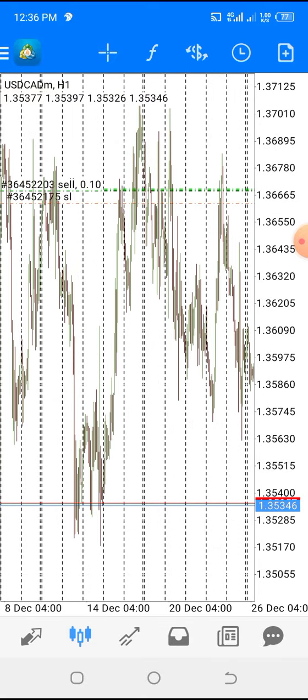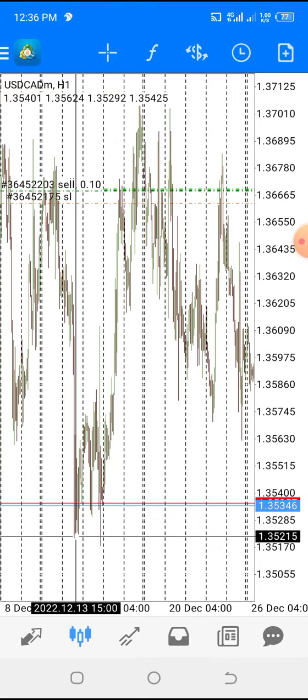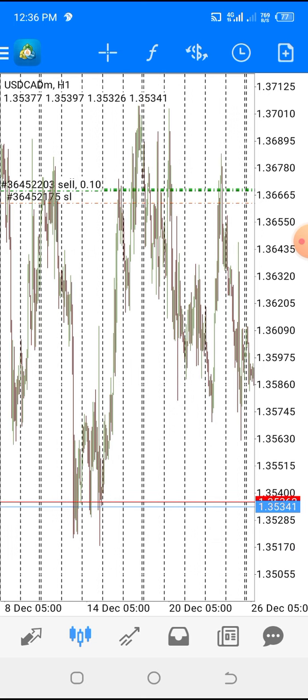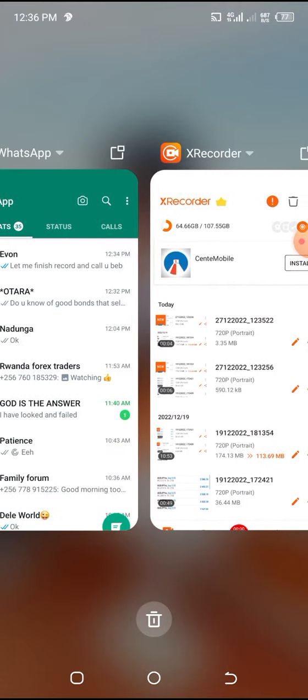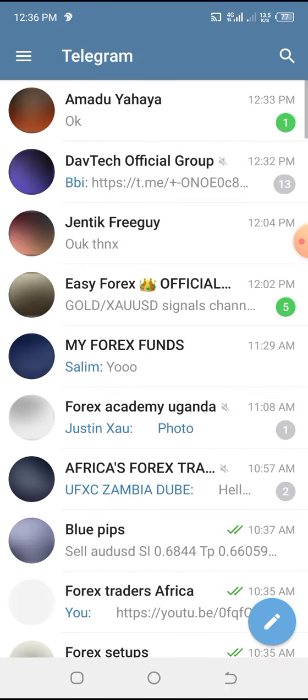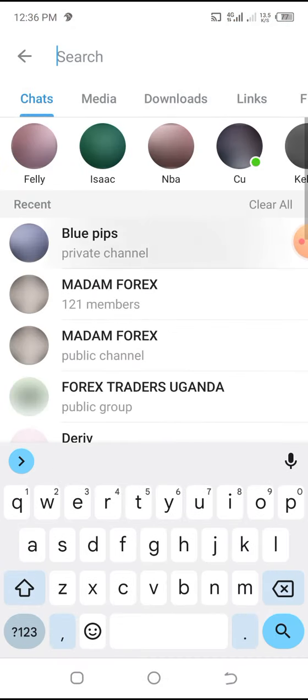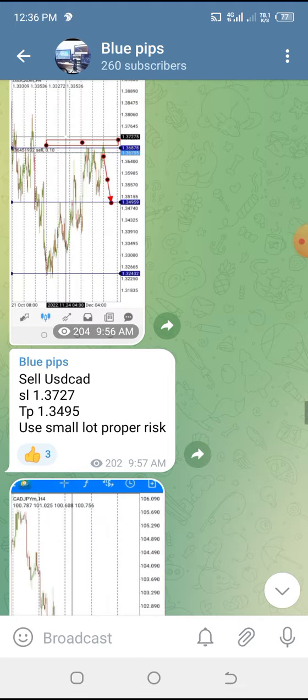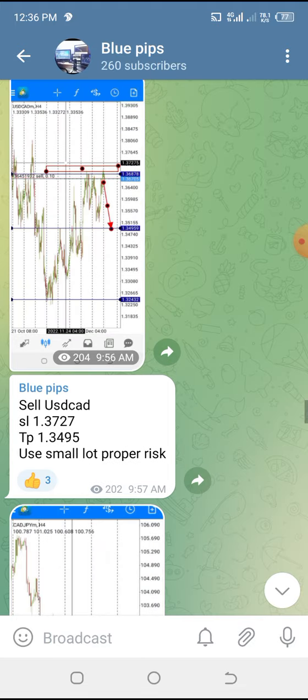So this is USD CAD. This will be my take profit down here. Now let me show you one thing that you need to realize. If you've been following me closely, let me show you my Telegram. Don't forget that on my YouTube channel I mainly focus on two things: traders getting funded, that's number one, and also traders growing a small account. See, I gave this trade, sell USD CAD, and I'm going to explain to you everything.